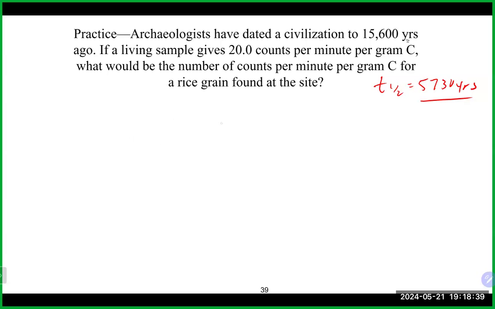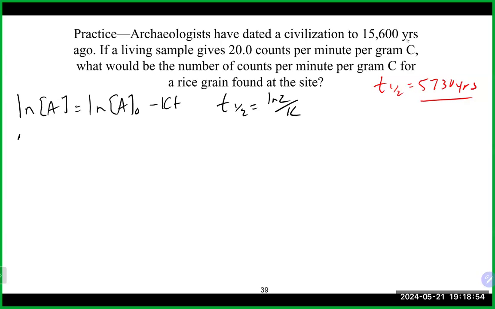Okay, so let's take a look. Once again, we're still rolling with our first order kinetics here. And in this particular case, we do have the time given to us, which is 15,600 years. We have a living, which would be our initial. And again, this is a rate of radioactive decay, which is our counts per minute per gram of carbon, basically.